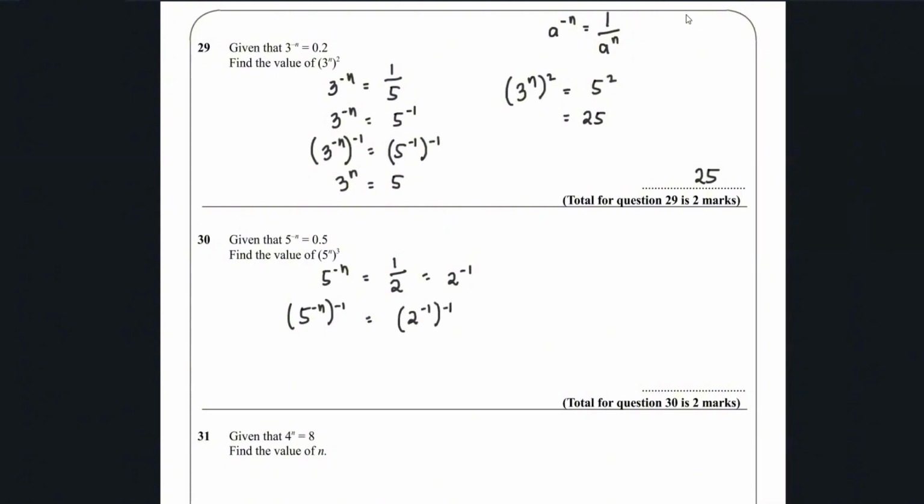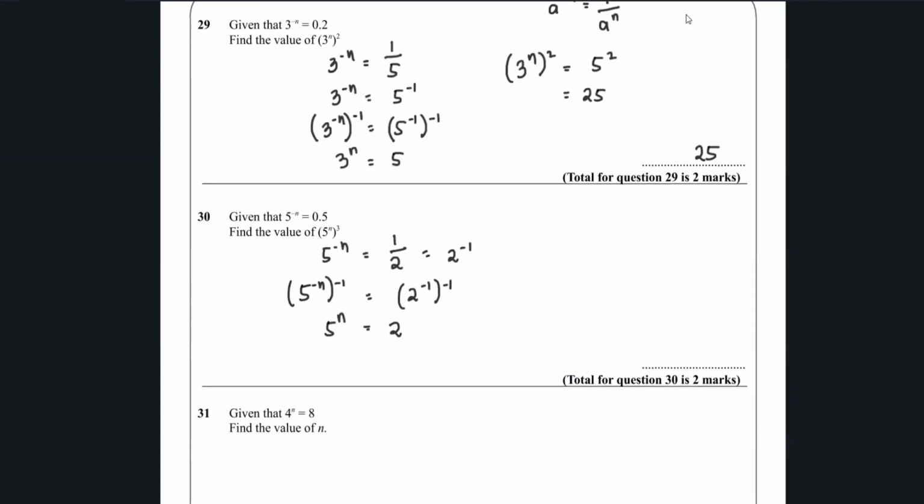So negative n times negative 1 now gives us positive n. Negative 1 times negative 1 now gives us positive 1. So it's now just going to be 2. Therefore, we do need to get the value of 5 to the power of n, cubed. So same thing. We'll have to cube both sides.